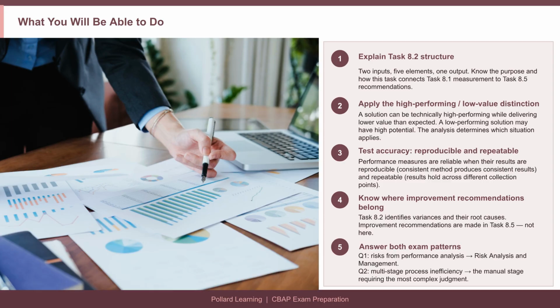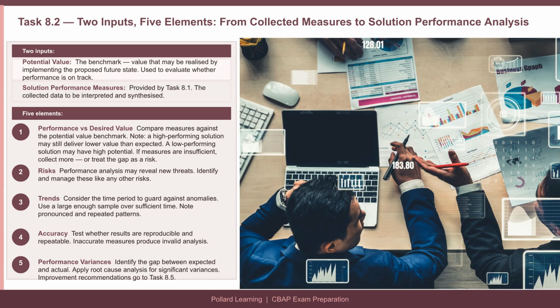By the end of this lesson, you will be able to explain Task 8.2 structure, 2 inputs, 5 elements, 1 output, and articulate how it connects Task 8.1 measurement to Task 8.5 recommendations. You will apply the high-performing, low-value distinction, test accuracy using the reproducible and repeatable criteria, know where variance recommendations belong, and answer both exam patterns. Risks from performance analysis lead to risk analysis and management, and process inefficiency leads to the manual stage requiring the most complex judgment. Task 8.2 has 2 inputs.